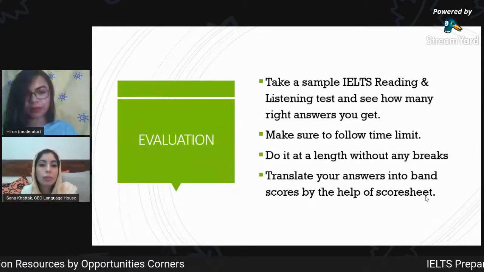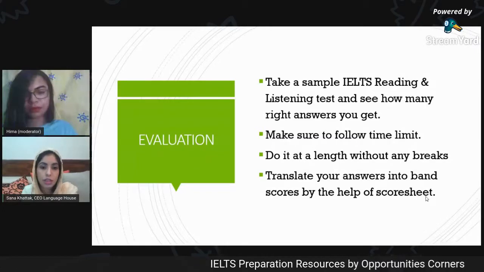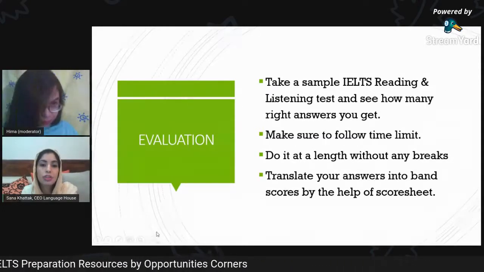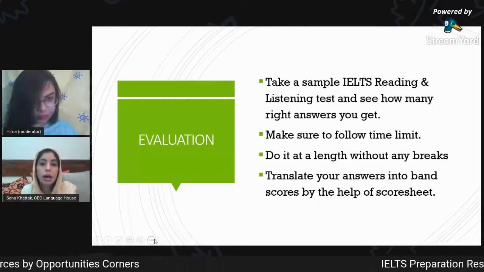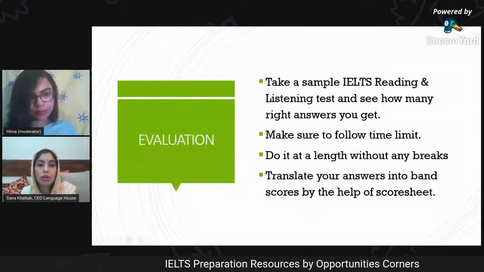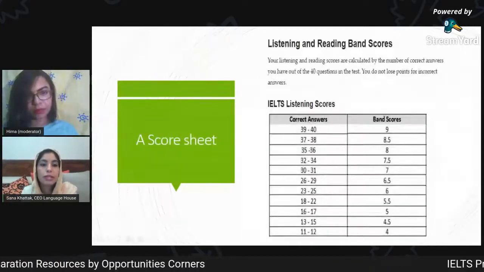So once you have completed the sample test, see how many correct answers you've got, and then translate your answers into your band scores with the help of a score sheet. I've made the next slide to tell you how to translate your score into a band. So Hima, if you could please play the next slide.